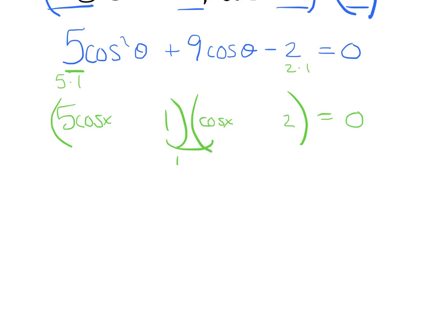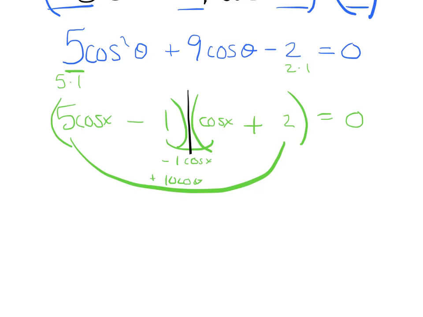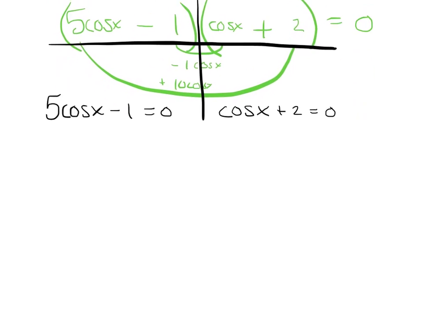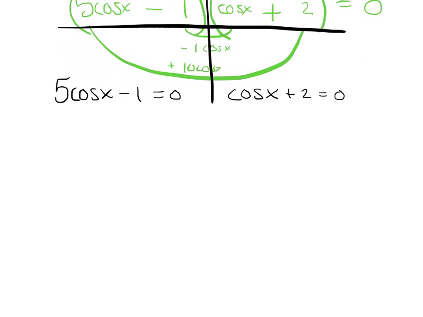My insides give me 1 cos x. My outsides give me 10 cos x. Can you get a positive 9 out of that? Well, this would have to be positive, and this would have to be negative. That multiplies to a negative 2 and adds to a 9. So like I said, if there's only one term to guess and check, I prefer that method. So I've got 5 cos x minus 1 equals 0, and cos x plus 2 equals 0. Now we're just going to solve each one separately like we did before.